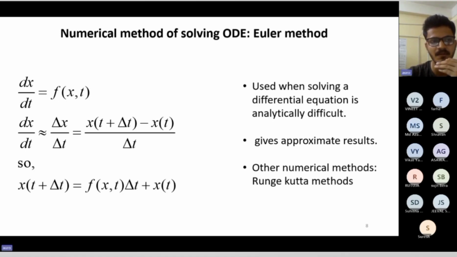So this may not give us the exact analytical solution, but mostly it will give us approximate results, and in most cases that is good enough to get an idea about how our system behaves. There are some other numerical methods also, like Runge-Kutta methods; the Euler method is one of the basic methods. Sometimes you need a better approximation for your system, then you have to use methods like Runge-Kutta to approximate those things.